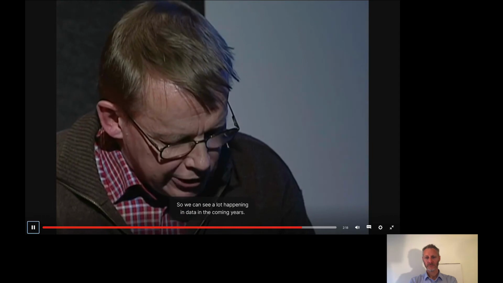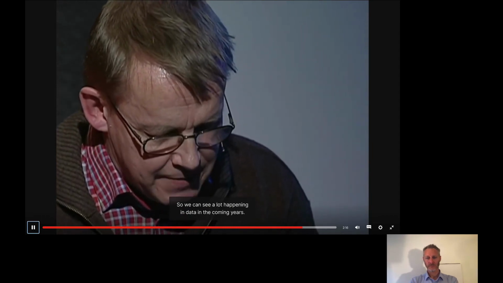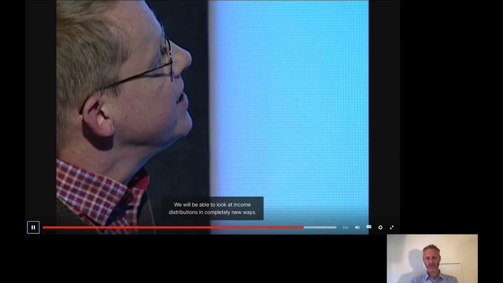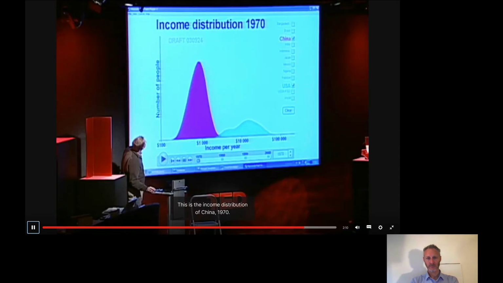So we can see a lot happening in data in the coming years. We will be able to look at income distributions in completely new ways. This is the income distribution of China, 1970. This is the income distribution of the United States, 1970. Almost no overlap. Almost no overlap.